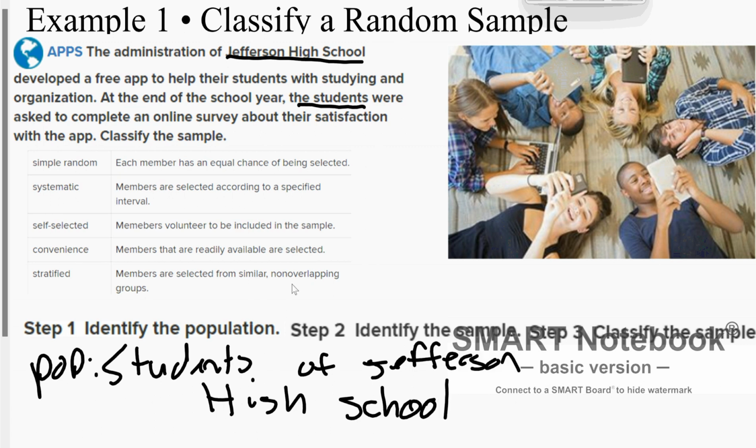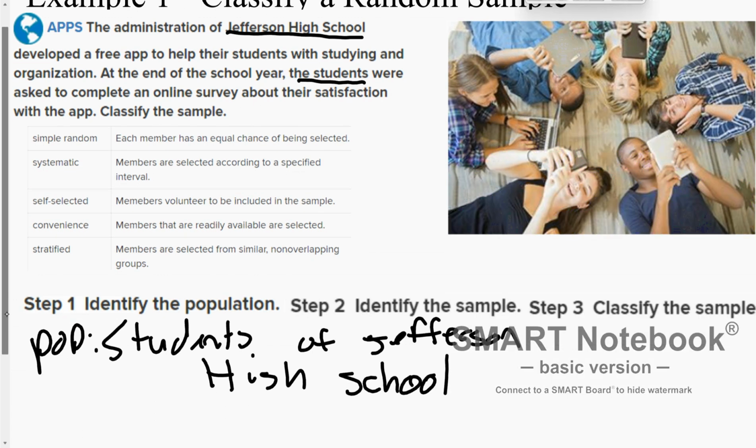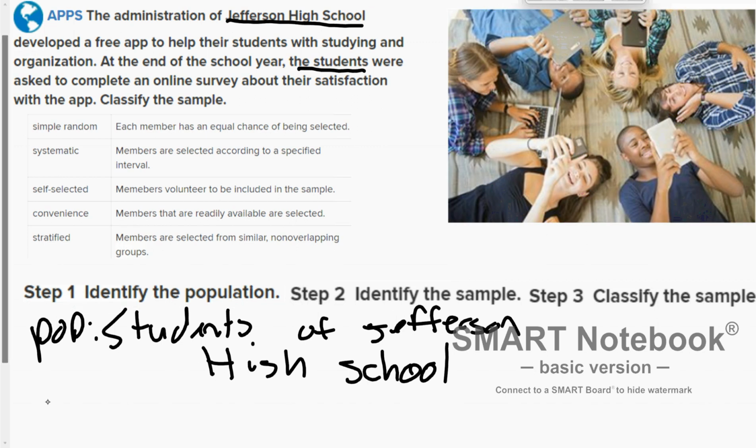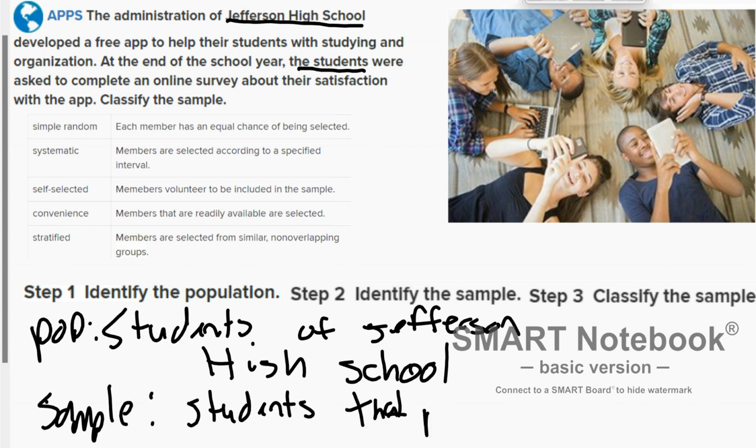Okay, and then we want to identify the sample. So who is the sample? We're looking at who we are collecting data on specifically. We're collecting data on the students, that's our population, but who is actually taking part in it? That would be the sample, the students that participate. So if you didn't take the online survey, then you're not part of the sample. You're still part of the population, but you're not a part of the sample.